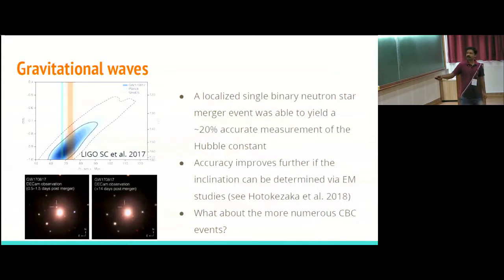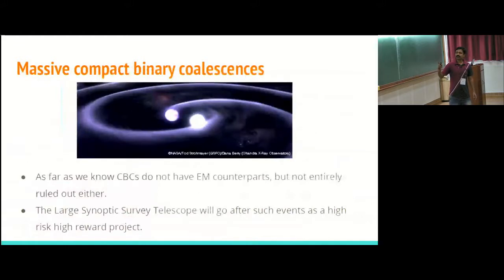But then there are many more numerous CBC events, right? Where there are binary black holes which are merging. And so we need to be able to use these kinds of events as well, right? As far as we know, we don't have any EM counterparts for these, but we cannot rule them out completely either, right?